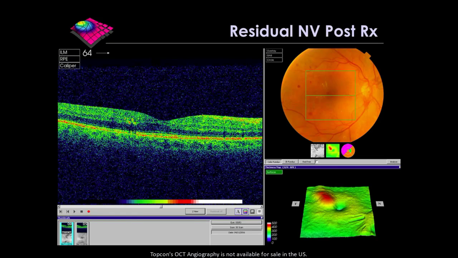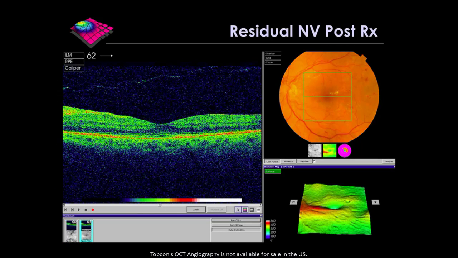This is the scan that she has done in the private clinic, the traditional 3D OCT scan, and hopefully you can take my word for it here, but there's neovascularization at the disc. There's some hard exudates, but there isn't any frank diabetic macular edema.